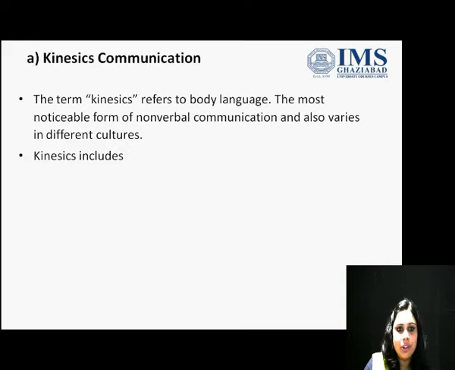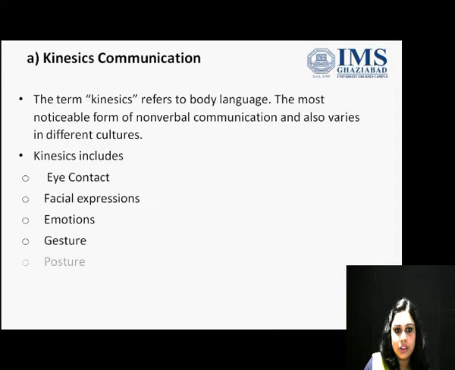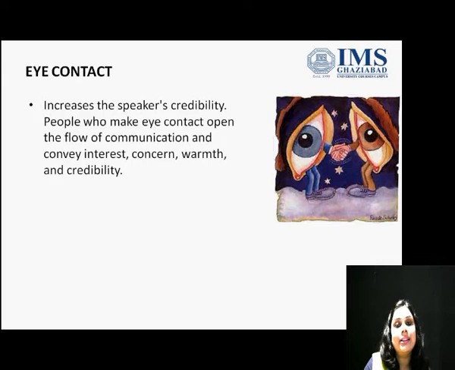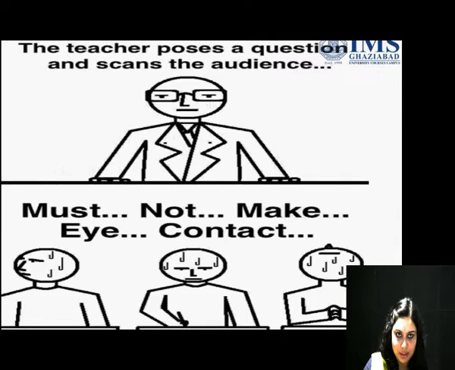Kinesics includes your eye contact, your facial expression, your emotions, your gestures, your postures, and haptics, that is your touch. Eye-to-eye contact increases the credibility of the speaker. The people who make eye-to-eye contact show an open flow of communication. They convey interest, concern, warmth, and credibility.